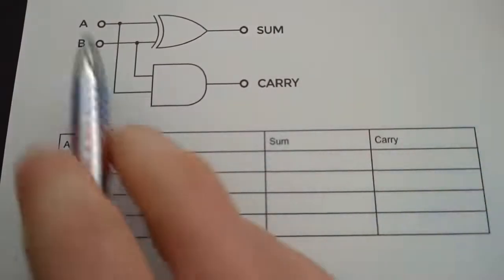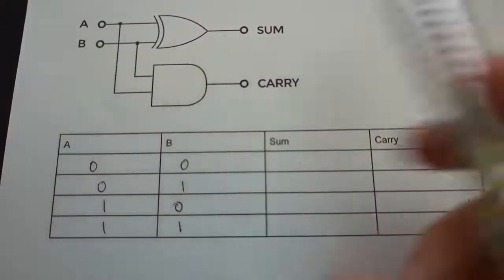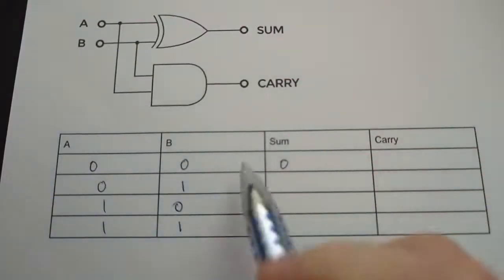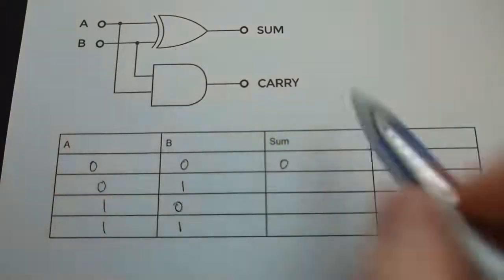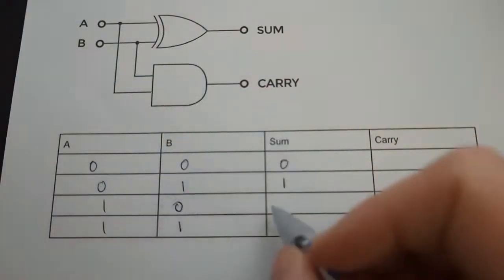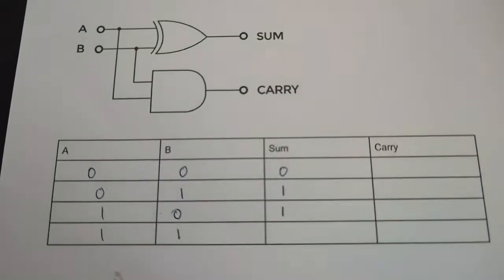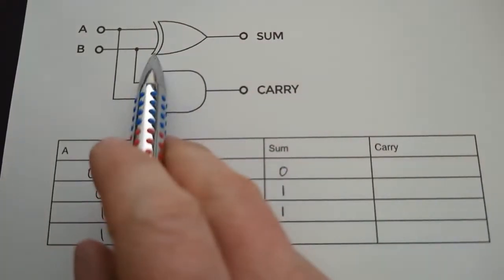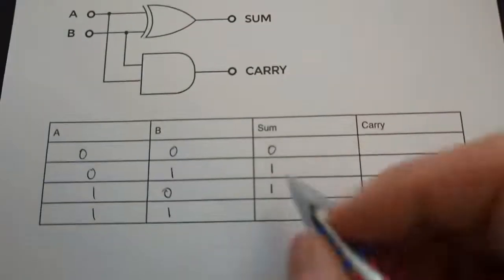So if A is 0 and B is 0, the sum going in here is 0, 0 produces a 0. 0 and 1 produce a 1 because it goes through the OR gate. 1 and 0 produce a 1 on the sum, going through the OR gate again. 1 and 1, because this is an exclusive OR gate, will produce a 0.